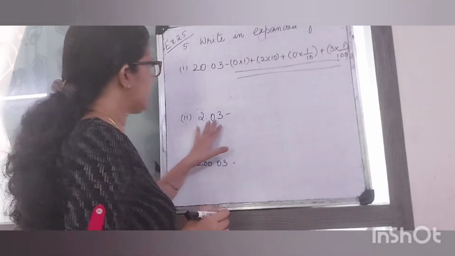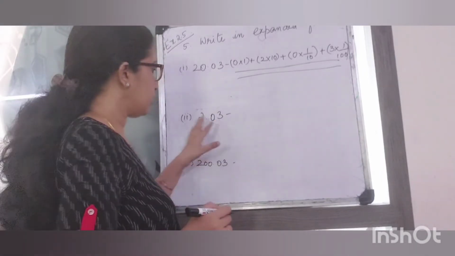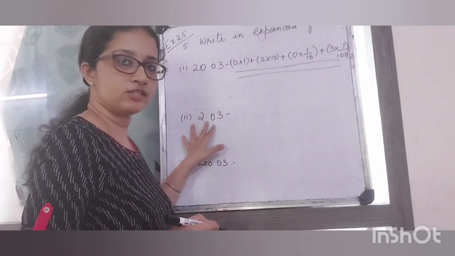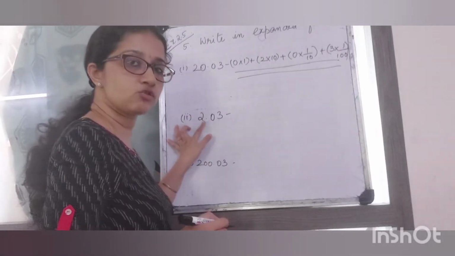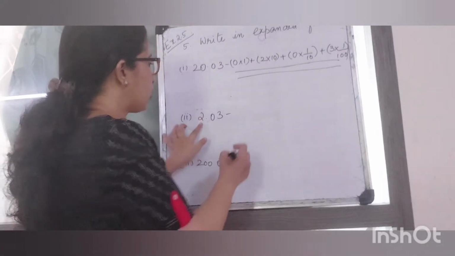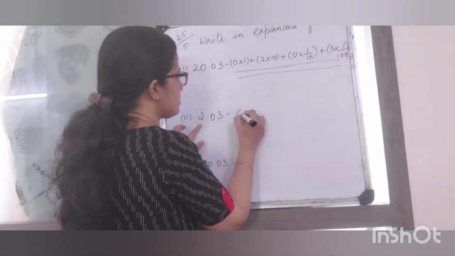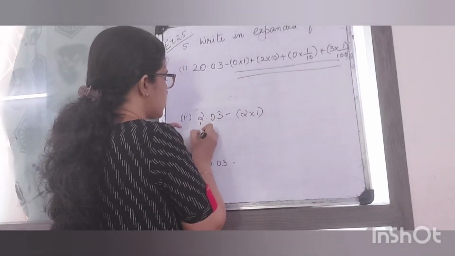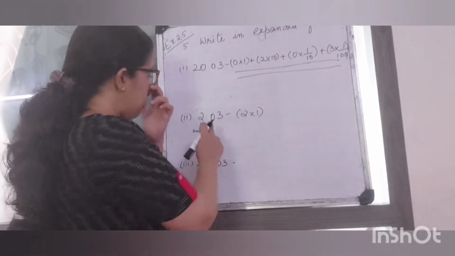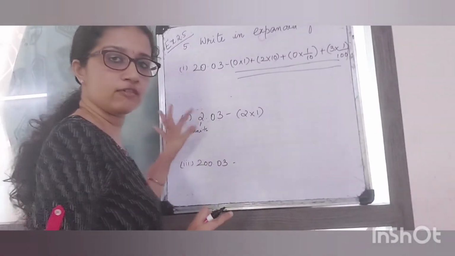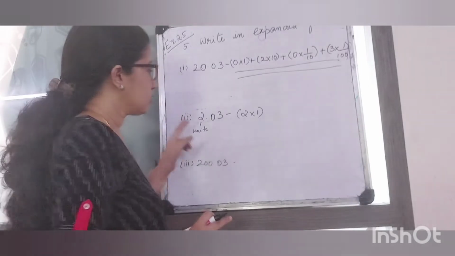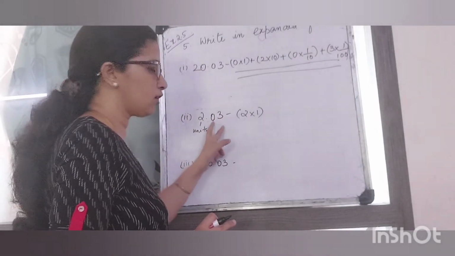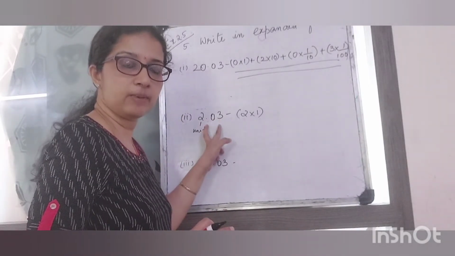Okay, now let's take the second question similarly. If we take the digit to the left hand side of the decimal, it is 2. So 2, how can we write? 2 can be written as 2 into 1. Correct? This is the units place. To the left hand side of the decimal, whatever is there is an integer, right? To the right hand side of the decimal, whatever there is, is the decimal part.